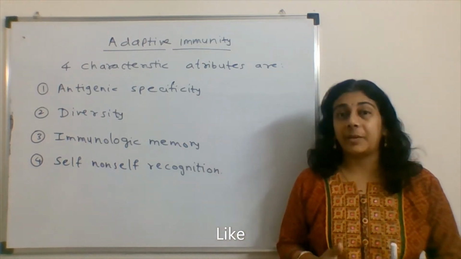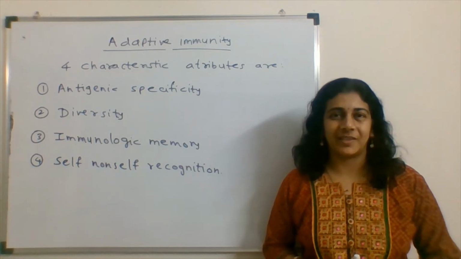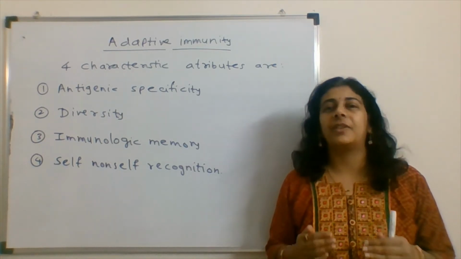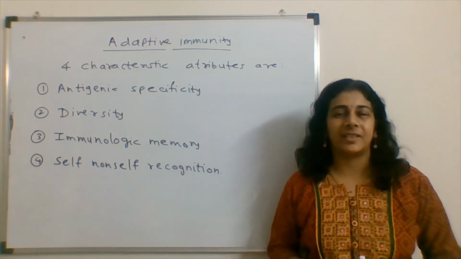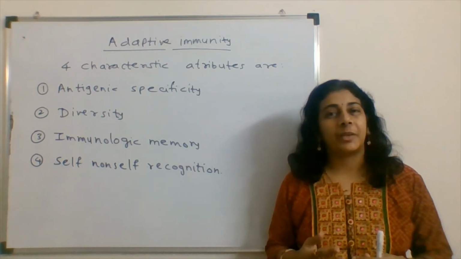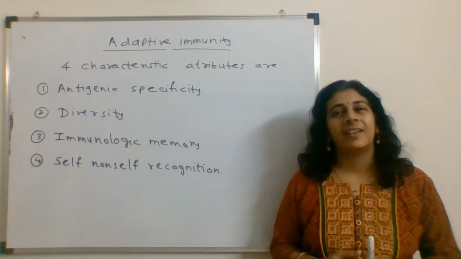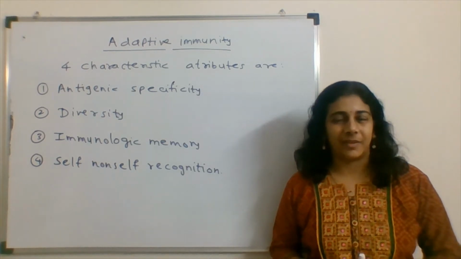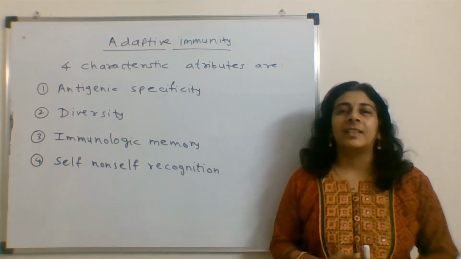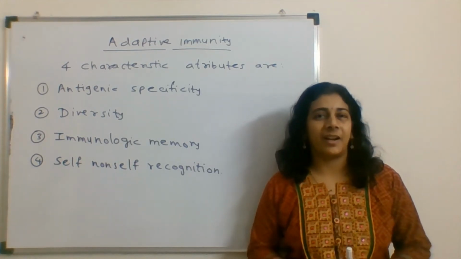Innate immunity works before the onset of infection itself. It doesn't allow infection to occur. But still, if the infection is there, then our immune system develops adaptive immunity. This takes 4 to 5 days to develop. Adaptive immunity has 4 different attributes.